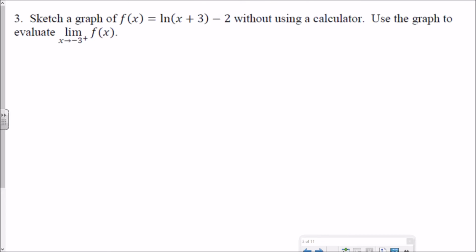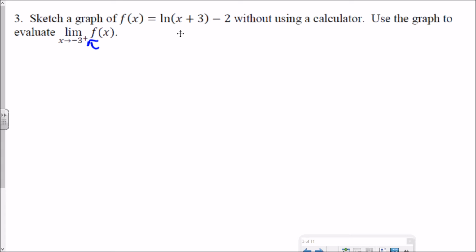All right, this says sketch a graph of f of x is equal to the natural log of x plus 3, minus 2, without using a calculator. Use the graph to evaluate the limit as x approaches negative 3 from the right-hand side. Many students get confused about this little plus. It just means from the right-hand side. So you're going to approach your destination from the right-hand side. This is the part that confuses students. Technically, if this is where we're headed, and you're coming from the right-hand side, you're going left. But don't let it confuse you. Just start from whatever direction it has, the positive direction, and go towards your destination.